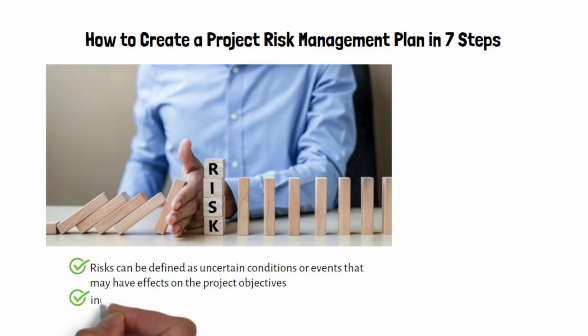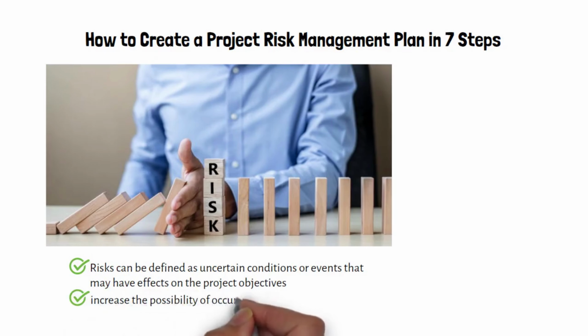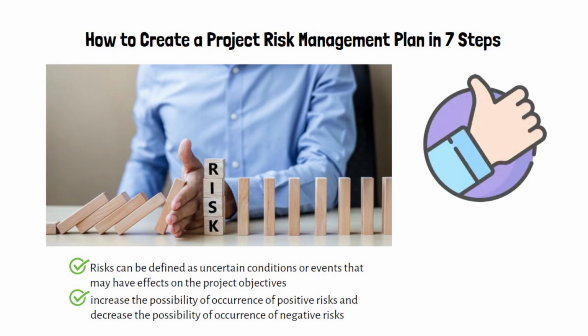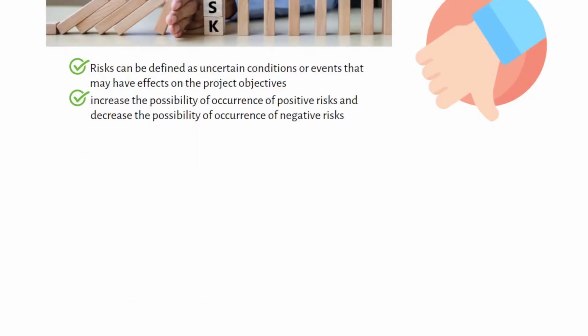So the purpose of the risk management process is to increase the possibility of occurrence of positive risks and decrease the possibility of occurrence of negative risks. In other words, project risk management practices aim to develop strategies to maximize the effects of positive risks while minimizing the effects of negative risks.